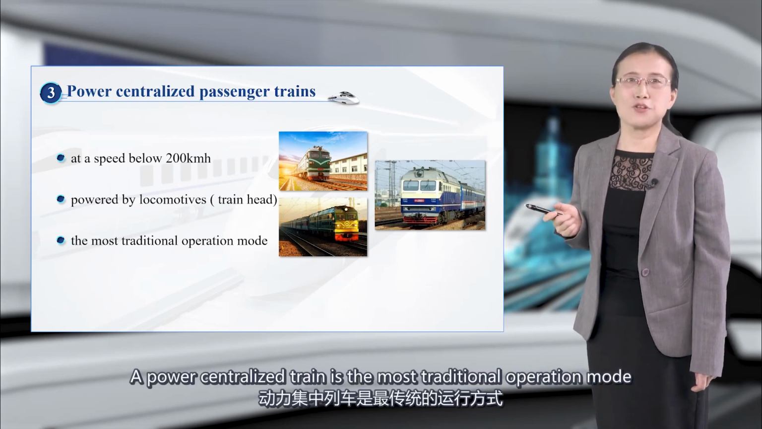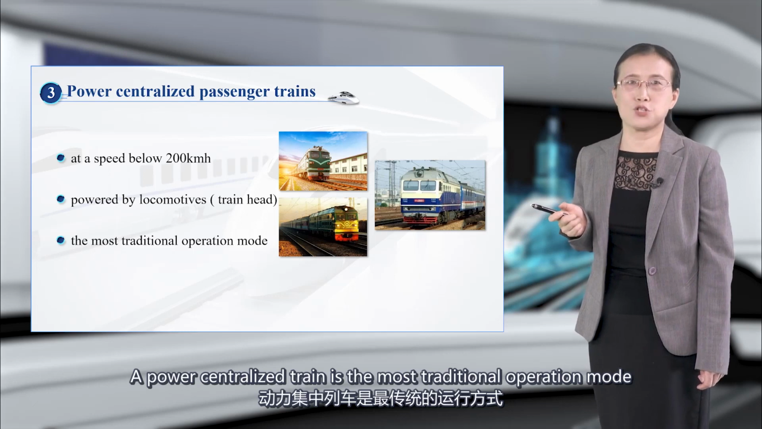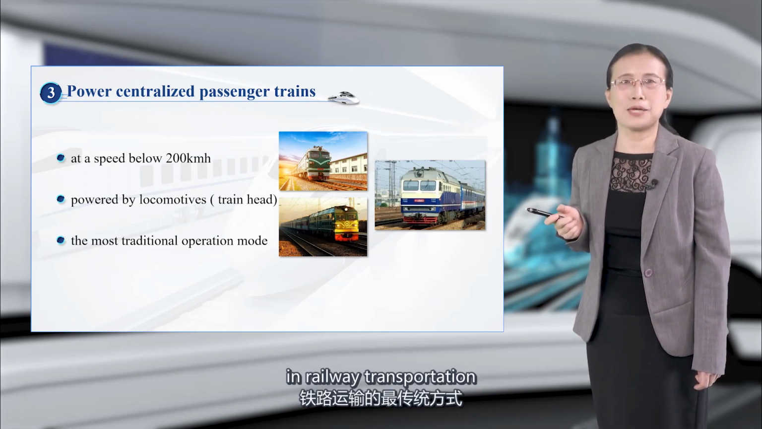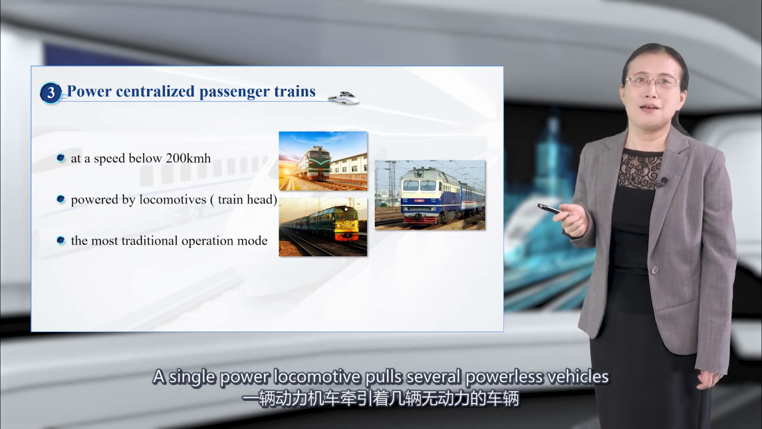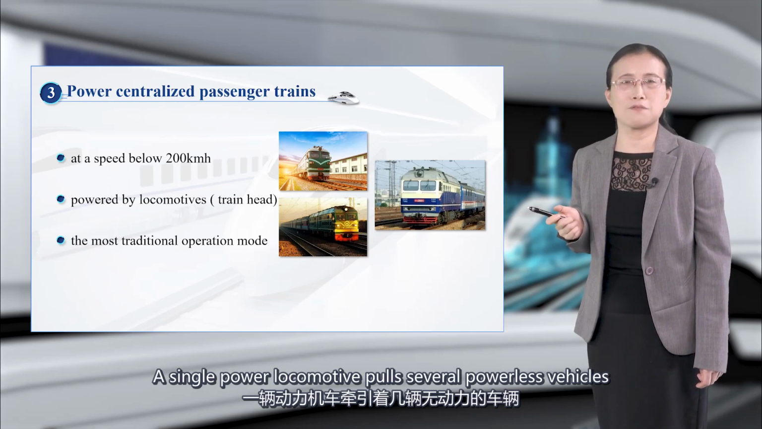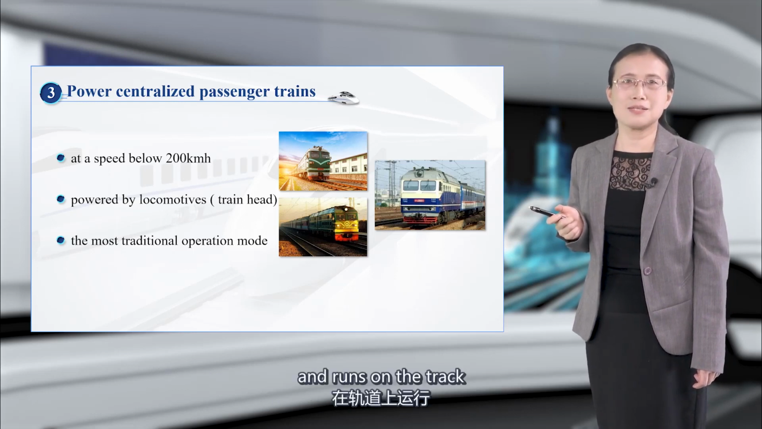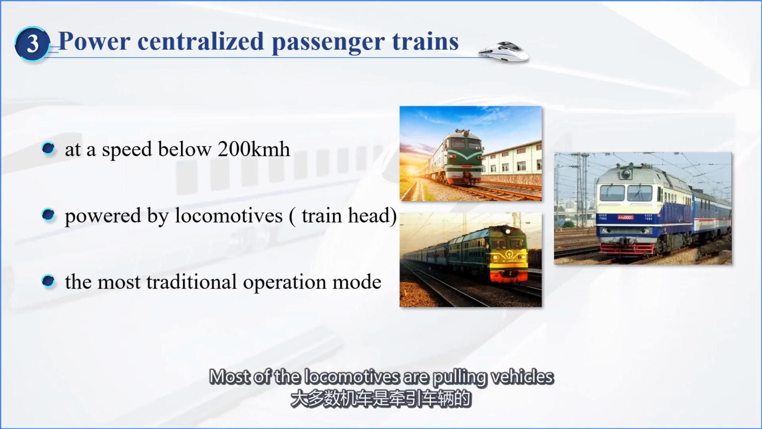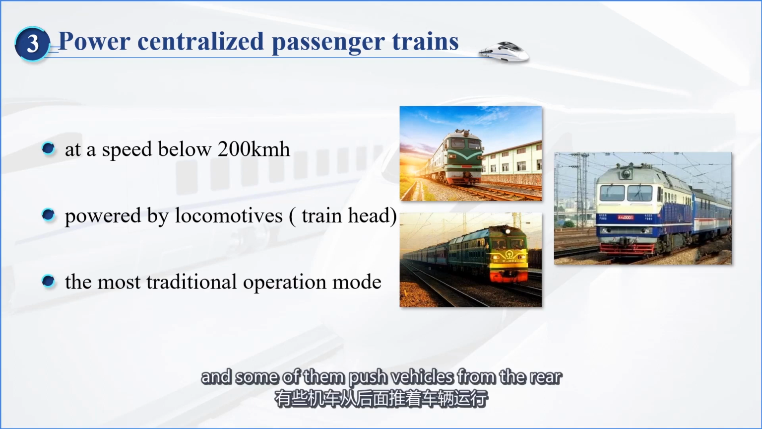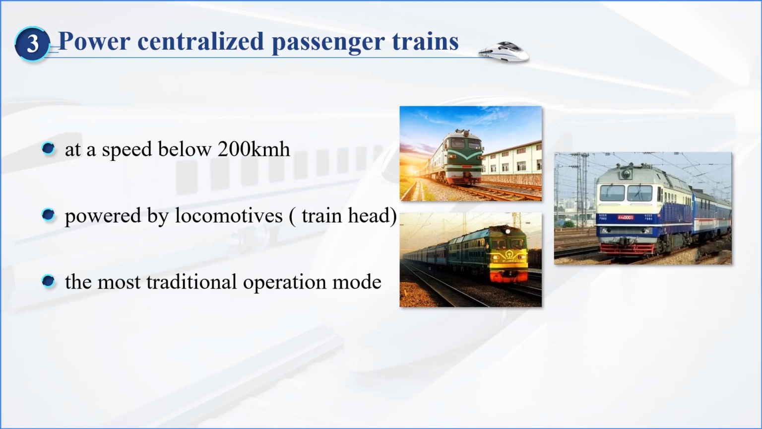A power centralized train is the most traditional operation mode in railway transportation. A single power locomotive pulls several powerless vehicles and runs on the track. Most of the locomotives are pulling vehicles at the front end of the train, and some of them push vehicles from the rear.